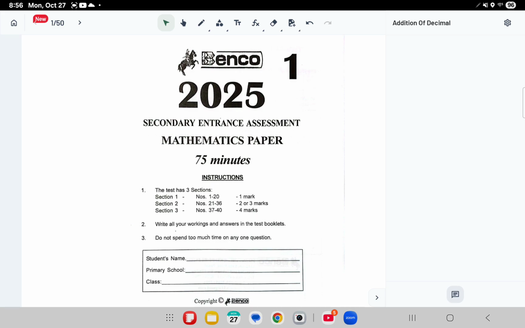Alright, so today what we are going to do, we're going to start with the section 1s for the Benco practice papers, test 1 2025. Alright, so we're going to look at all the section 1s. So let's get right into it.